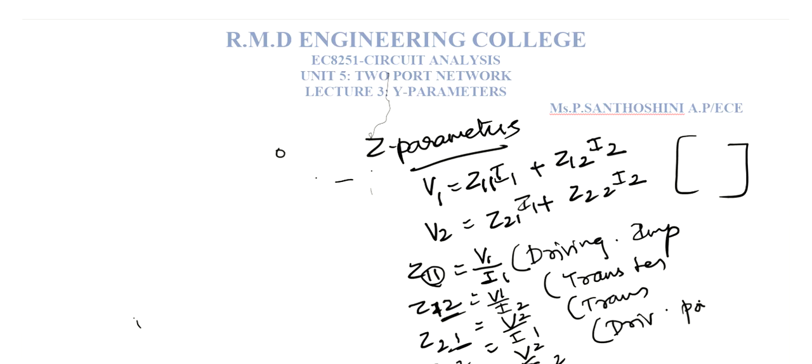And the difference between the first one and the last one is that this is the driving point impedance at port 1, and this is the driving point impedance of port 2. Clear? And these are the things we saw in the second lecture, right?